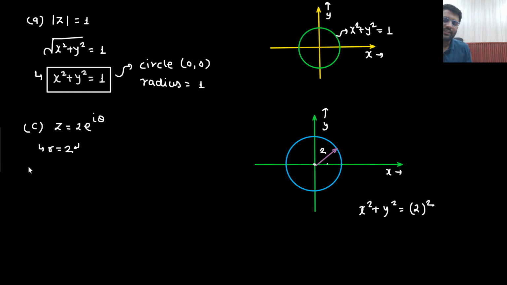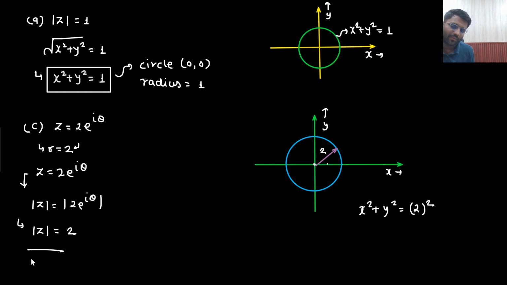Similar thing I could have done here as well. What I could have done? Z equals 2 e to the power iota theta is given, no? I can take magnitude on both of the sides. What is the magnitude of this? 2 only. So what you are getting? Mod of z equals 2.